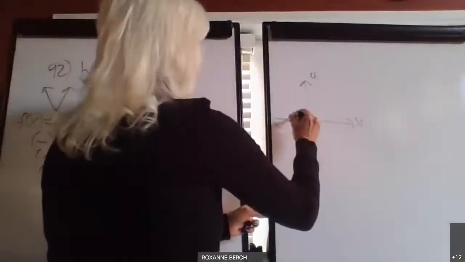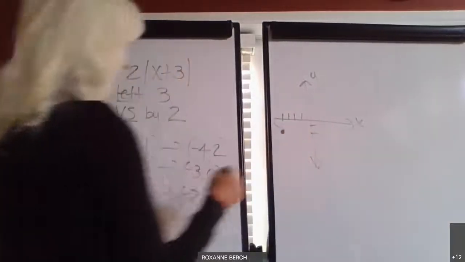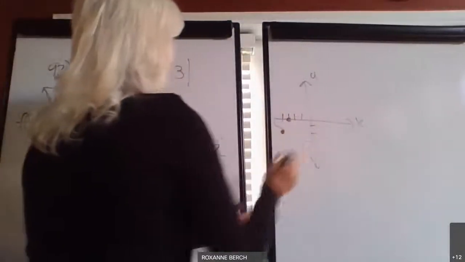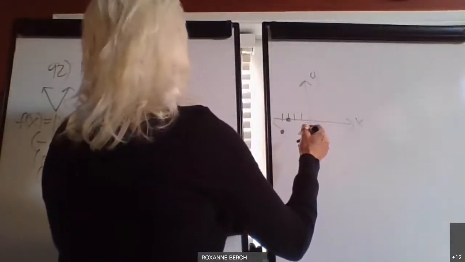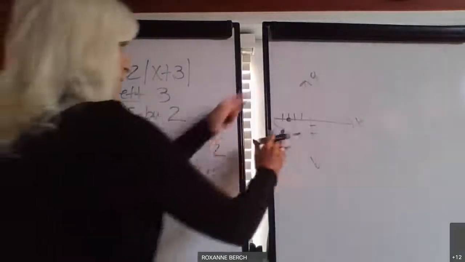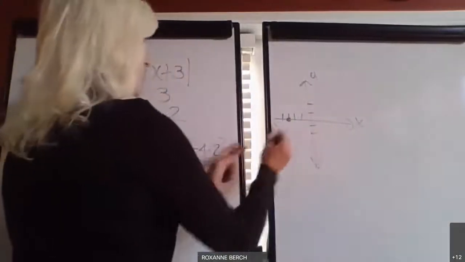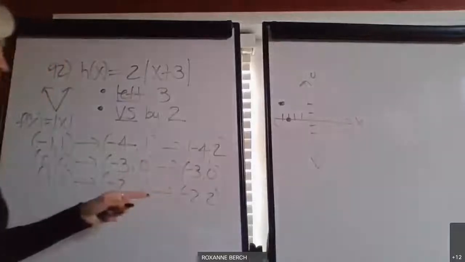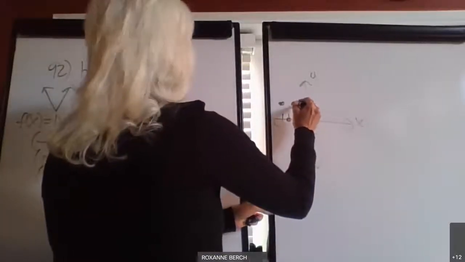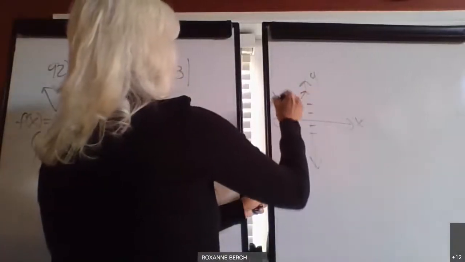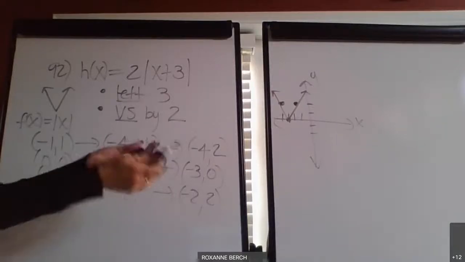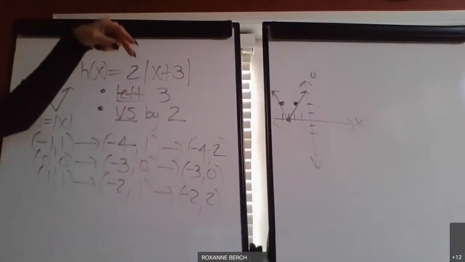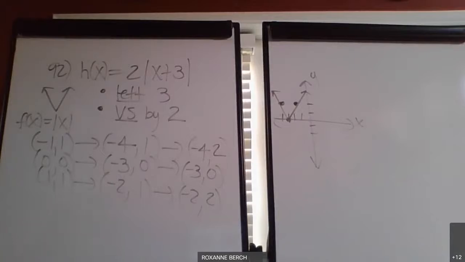So left 4 down 2. Left 3, 0. And left 2, let's see, left 4 up 2, sorry. Left 4 up 2, left 3, 0, left 2, up 2. And remember, this is a V because it's absolute value. I always like to look at it and say, okay, it was shifted left and it looks like it was vertically stretched. So I have a high level of confidence we did it right.